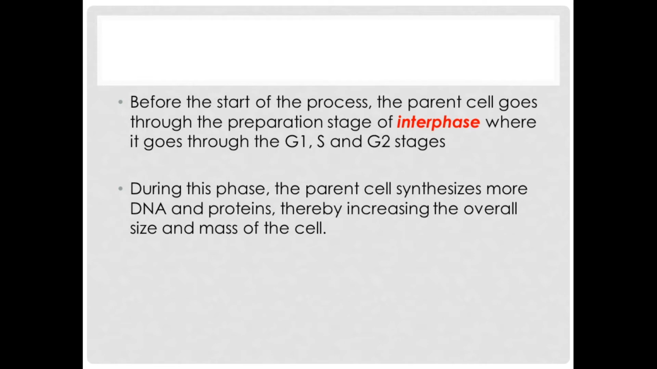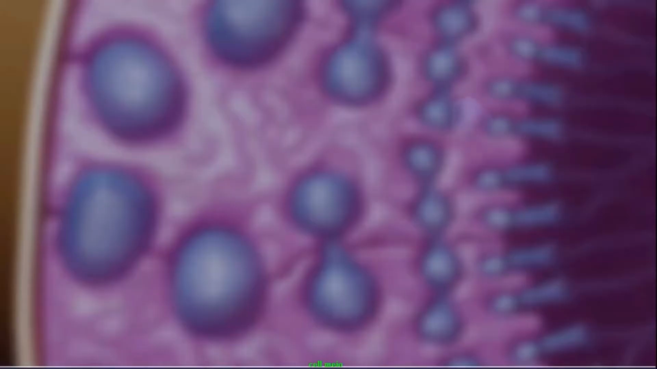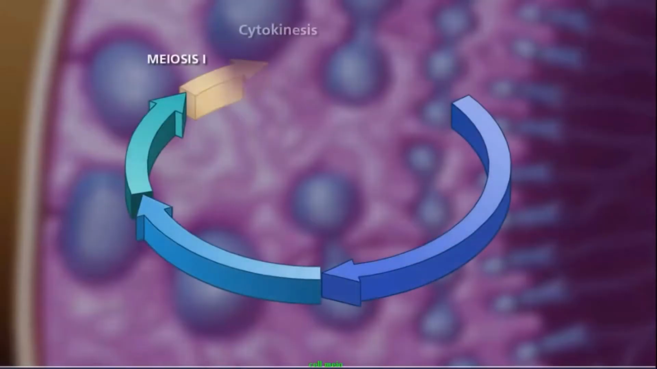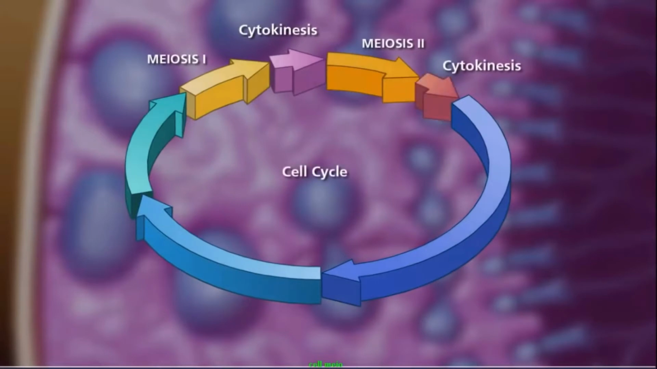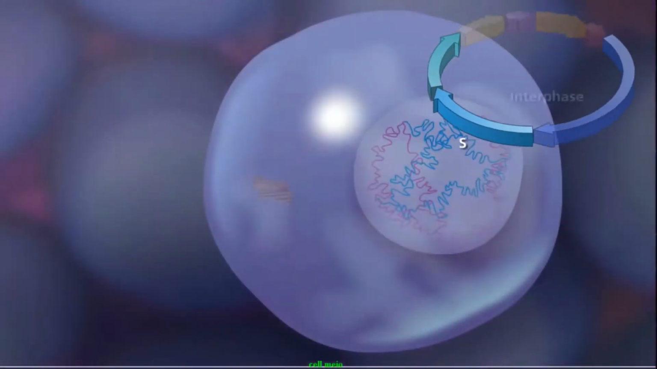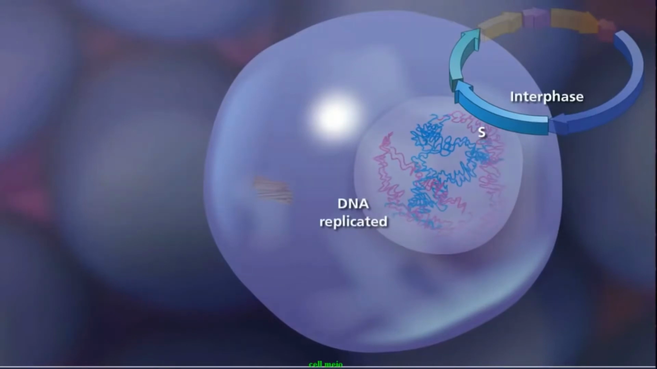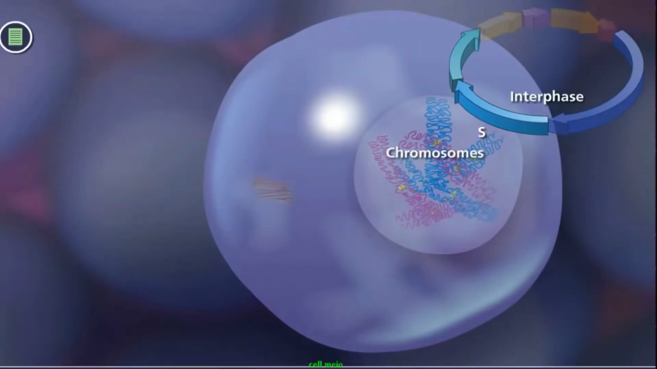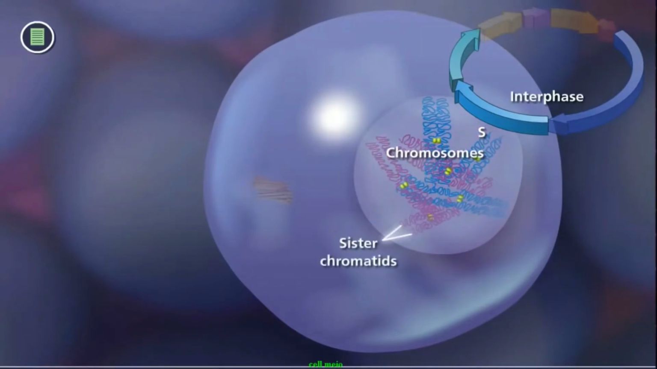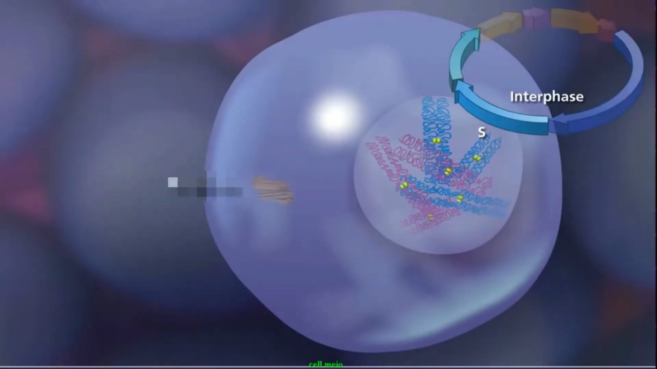Before the start of the process, the parent cell goes through the preparation stage of interphase, where it goes through the G1, S, and G2 stages. During this phase, the parent cell synthesizes more DNA and proteins, thereby increasing the overall size and mass of the cell. Let's take a look at meiosis I.